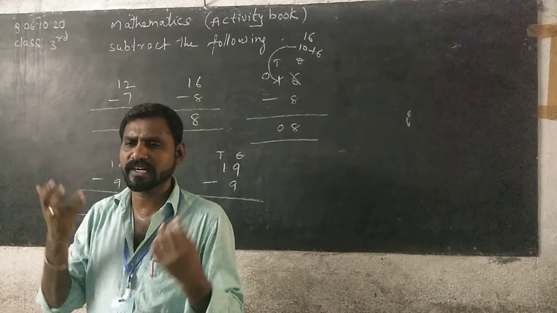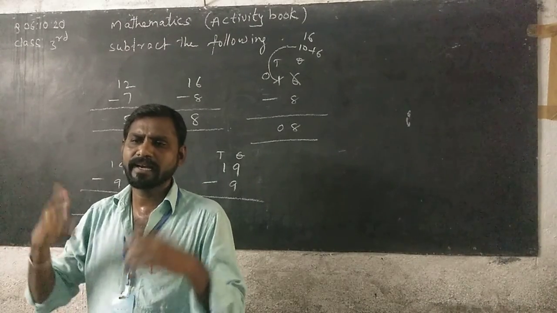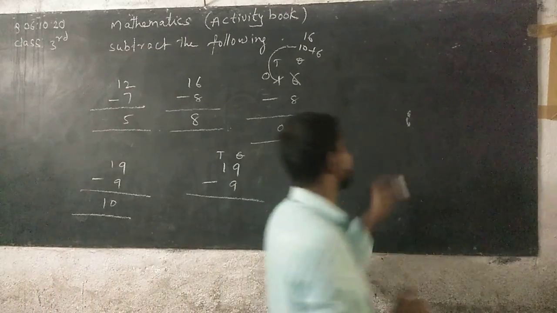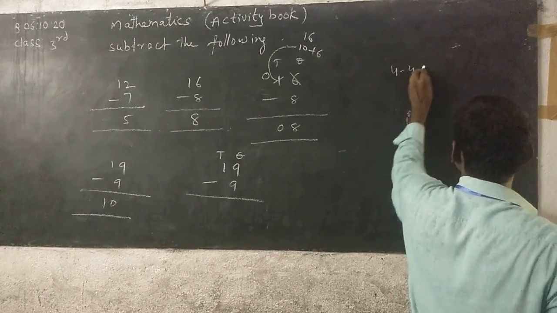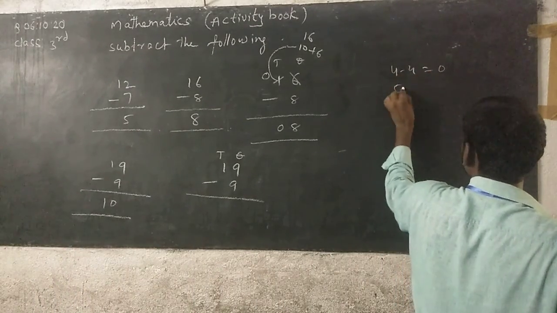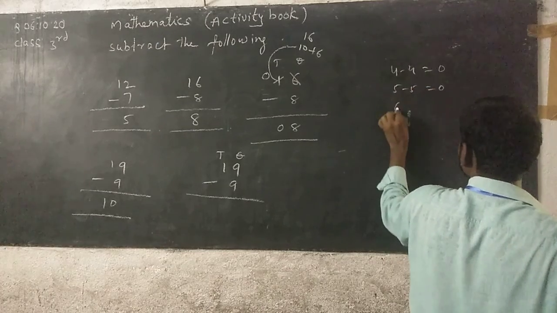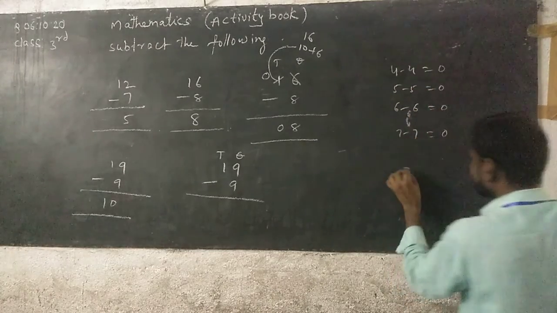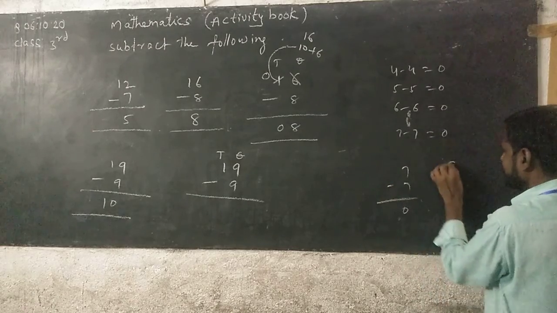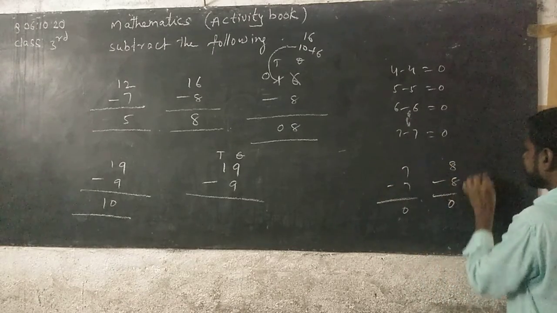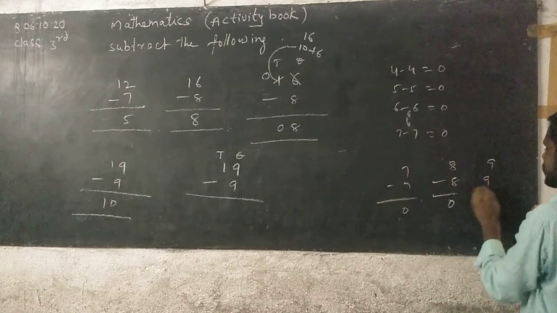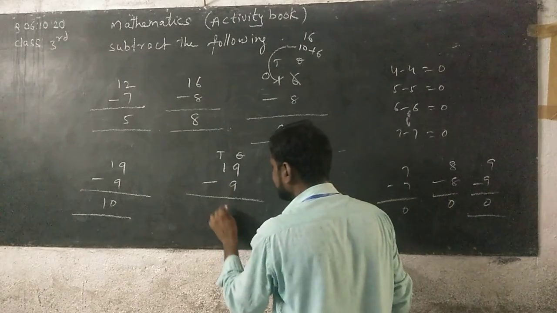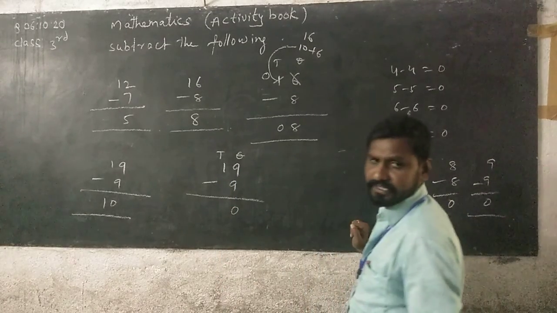2 minus 2 you can get 0. 3 minus 3 you can get 0. 4 minus 4 you can get 0. Like this, 5 minus 5, 0. 6 minus 6, 0. 7 minus 7, 0. 8 minus 8, 0. 9 minus 9, 0. You can get 0.